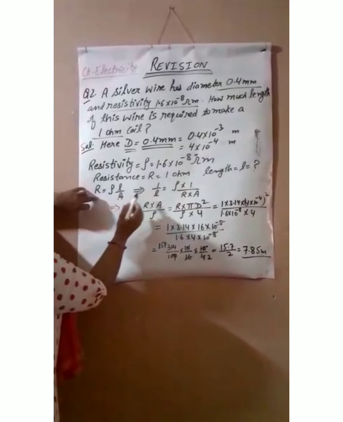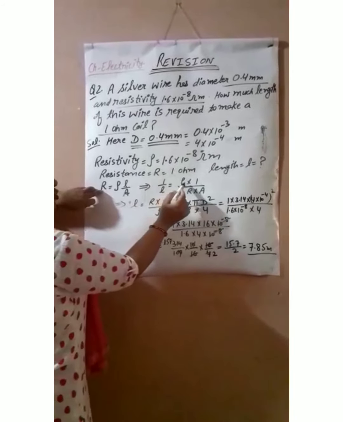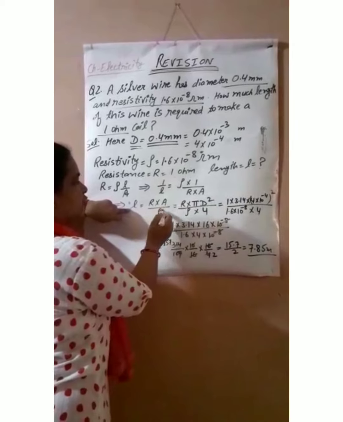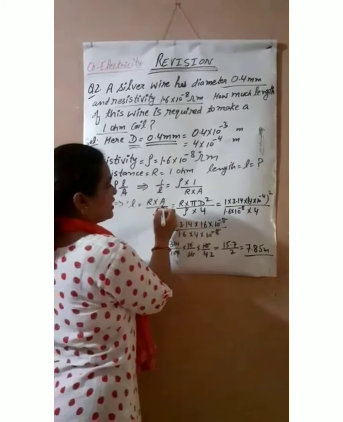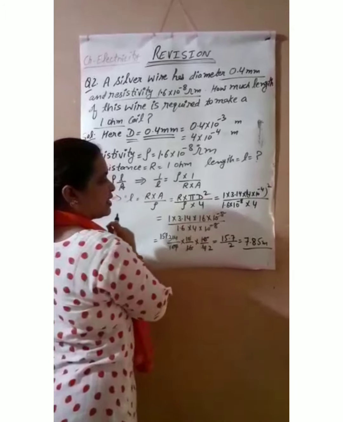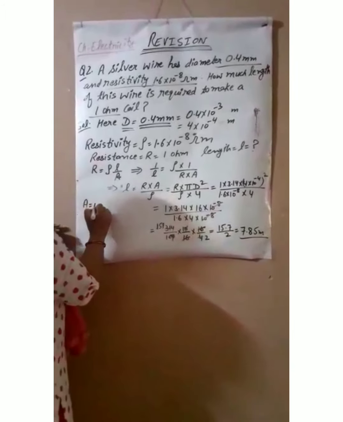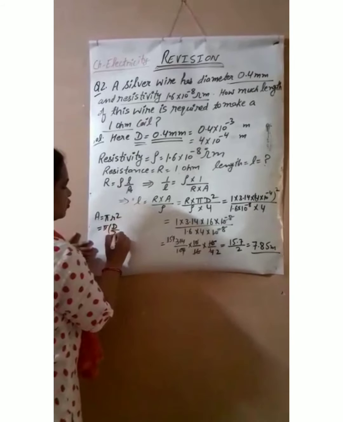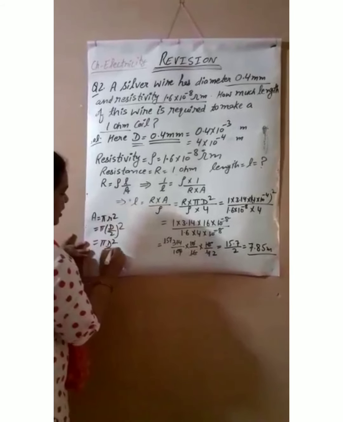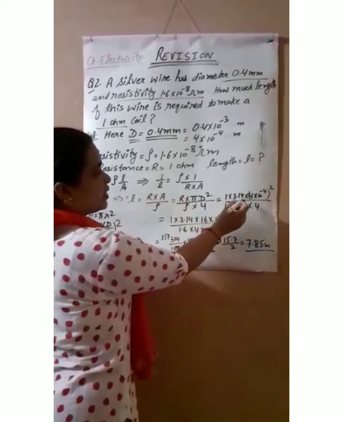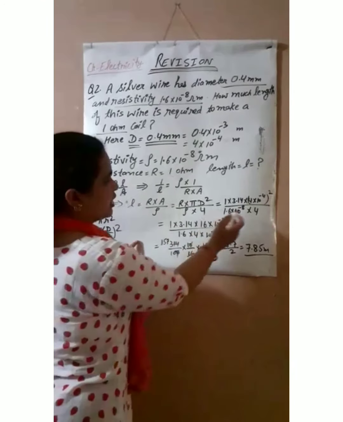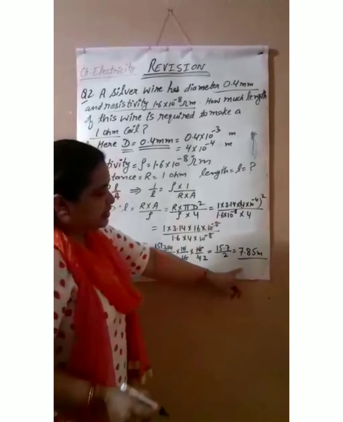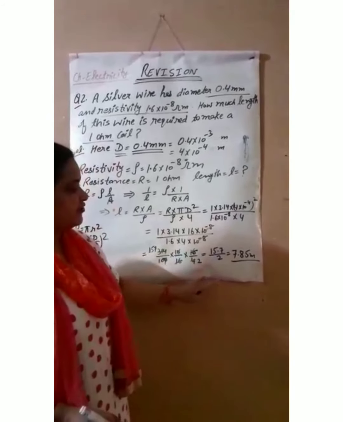R is equal to rho L by A. Cross multiply it, and then L becomes R into A upon rho. What is A? Area of cross section of the wire, that is pi d square by 4, because area is pi r square and r is diameter by 2, squared. So it becomes pi d square by 4. We have substituted it here. Now put the values. When you solve these values by multiplying and squaring, at last you will get the length of the wire as 7.85 meter.